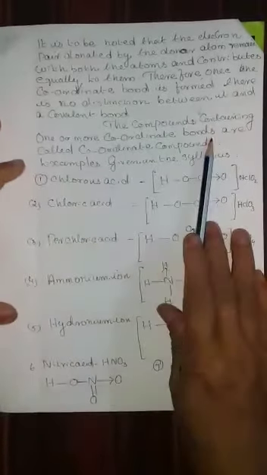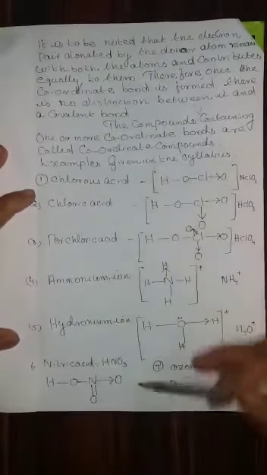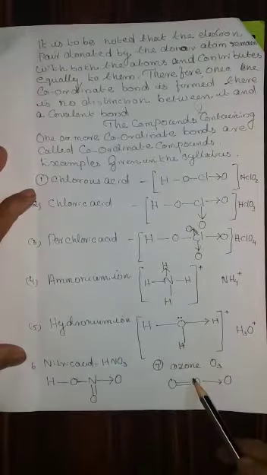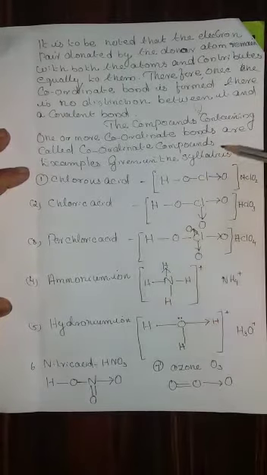Now, the compounds containing one or more coordinate bonds are called coordinate compounds. Examples are in the textbook, about 7 examples are given. That is all based on the syllabus. These are all the examples given in the syllabus. You have to study only that. In the textbook, more than that are given. You just concentrate on these 7 examples.